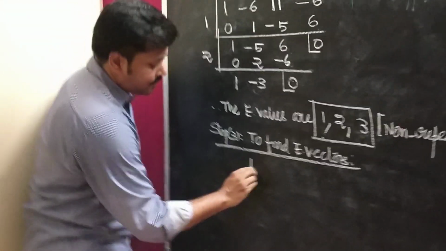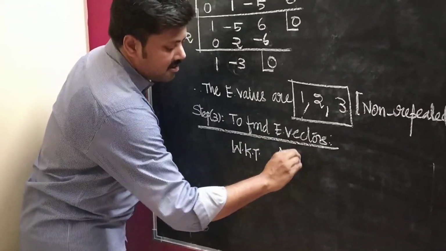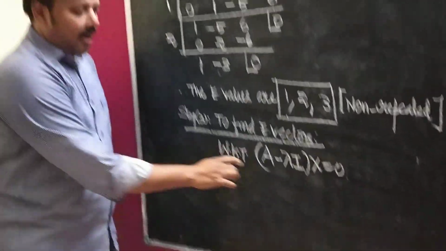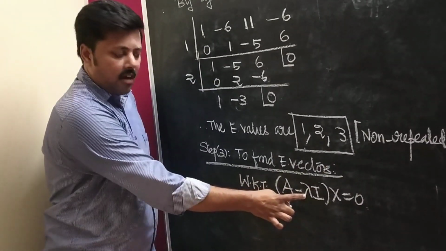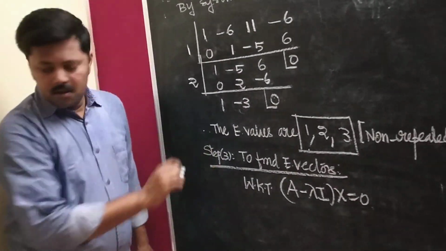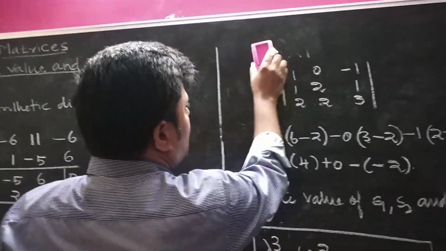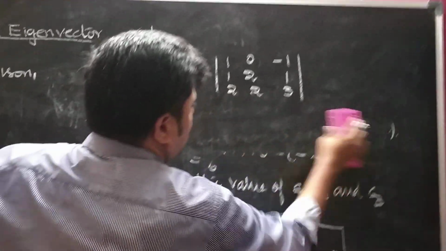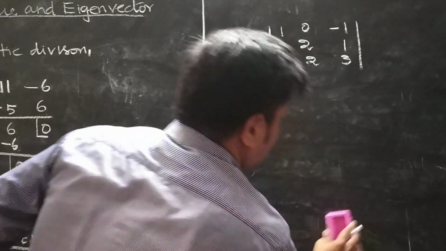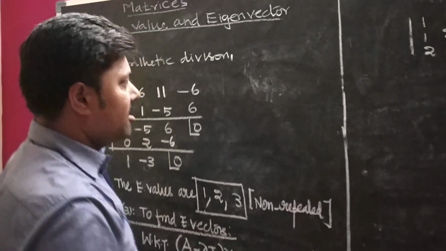We know that the eigenvector equation is (A minus lambda I) into x equal to 0, where A is the given matrix, lambda is the eigenvalue, I is the unit matrix, x is a non-zero column vector, right? So substitute the value of the given matrix. What is the given matrix value? So the equation is (A minus lambda I) into x equal to 0.